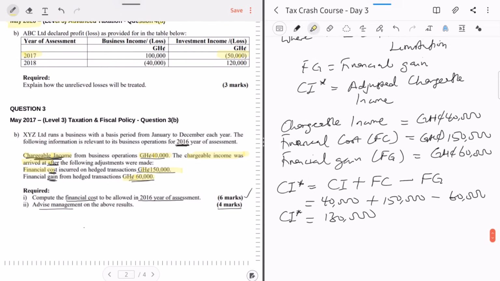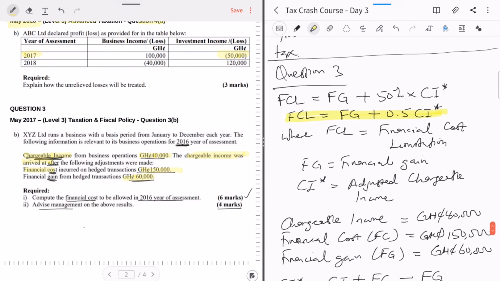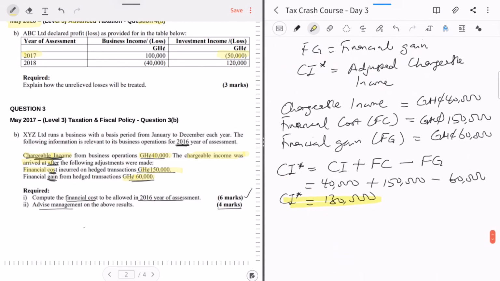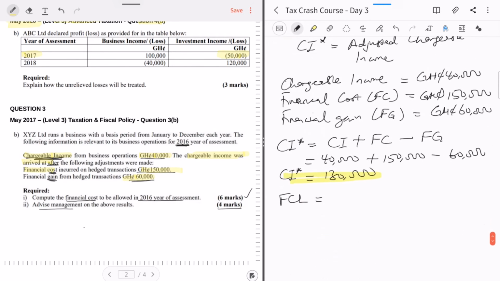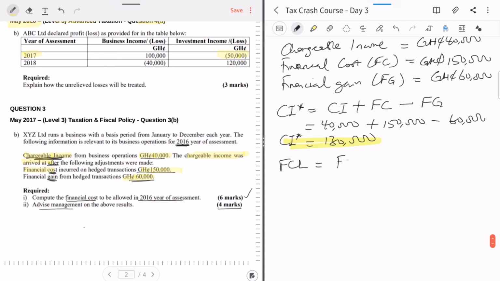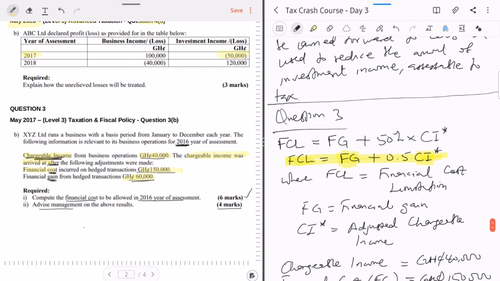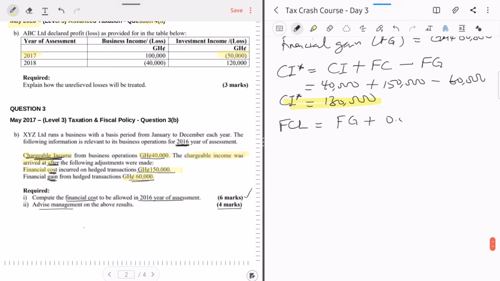Can you all see that once I have my CI star here, I can now come and find my finance cost limitation, because I have my FG and I have CI star. So I'll say finance cost limitation will equal, remember I said it's FG. Let's even write it again. Equals finance gain plus 0.5 CI star. If you can reduce some concepts to formulae like this or relations, it makes your work easy, makes your life easy, right? So this is what I've done to understand it, and it works for me, so you can do it as well.